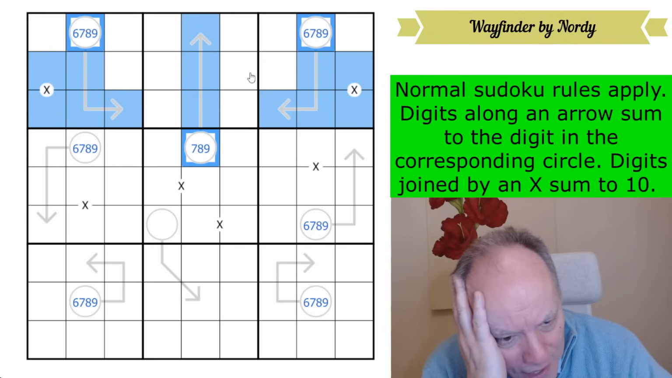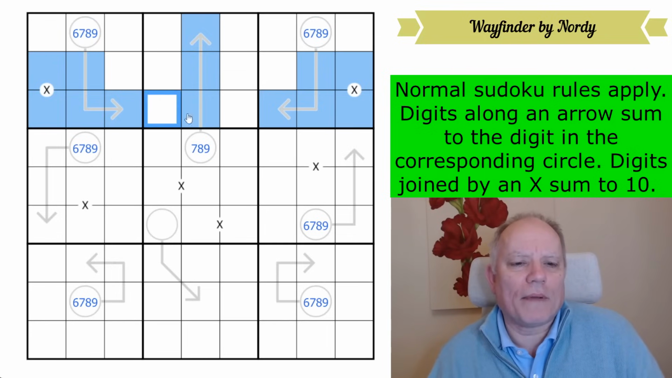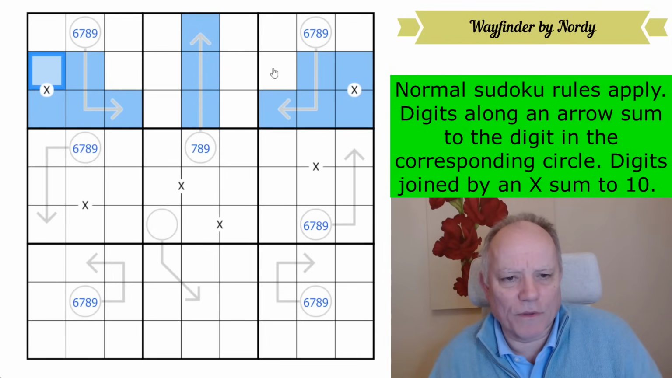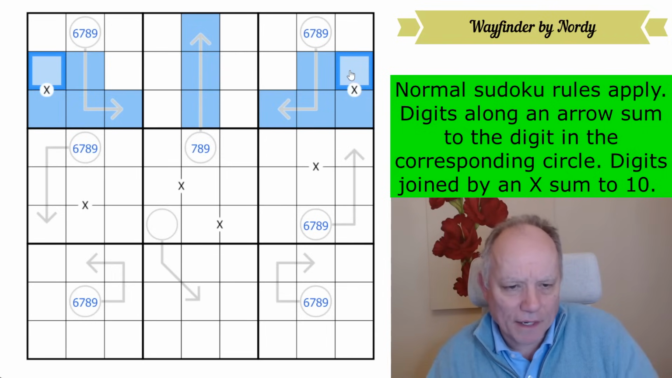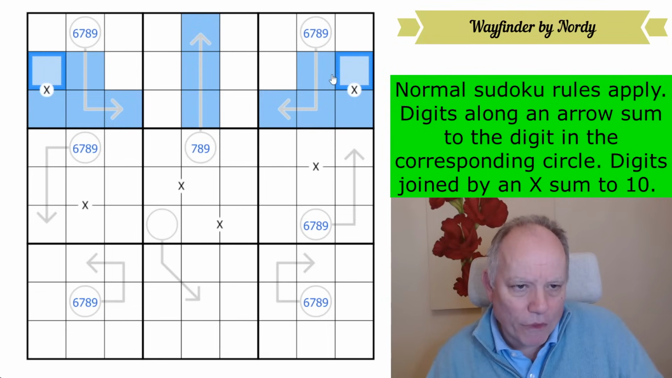There's something interesting going on here. What is it? I mean, I can't pencil 8 and 9 into those cells because they could be in these X's with a 1 or 2 on the other side at the moment.